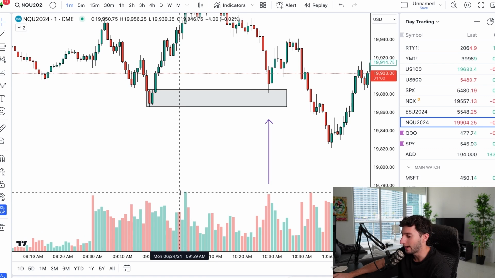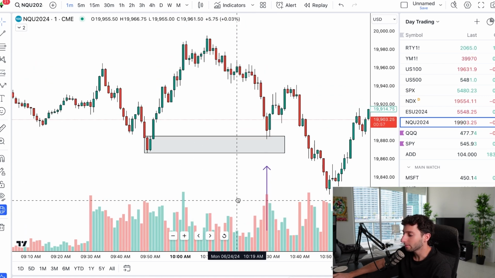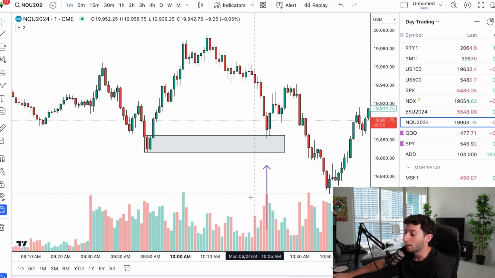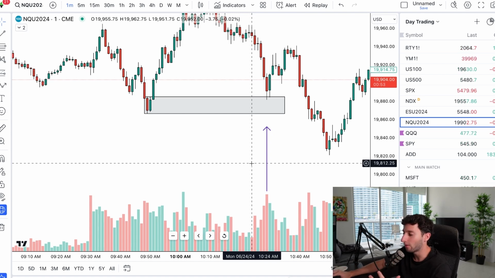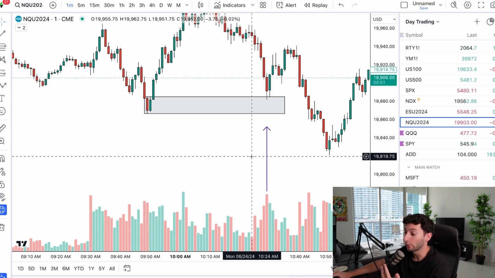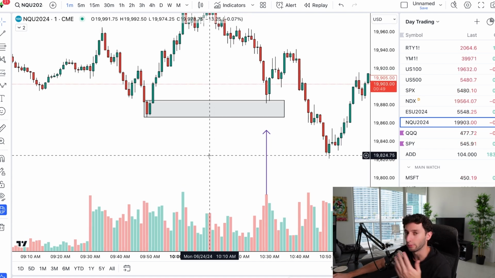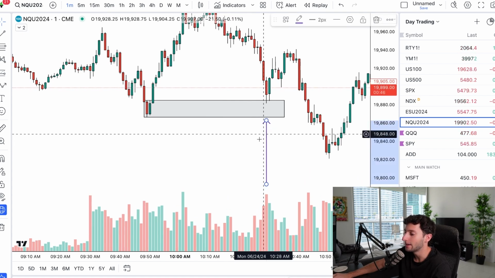This is around 10:29. This is about 10 a.m., okay? And that is a pretty significant amount of volume, okay? And when you see high volume coming into a demand zone or a supply zone, that is a good indication of a reversal. That is something you definitely want to look at and use in your trading.